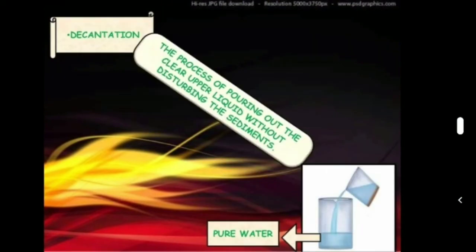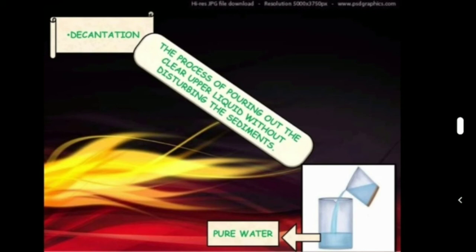Next is decantation, the process of pouring out the clear upper liquid without disturbing the sediments is known as decantation. And in this method, we can have pure water. We can be able to remove the heavier substances that are present in the water and we can have the clear water instead.